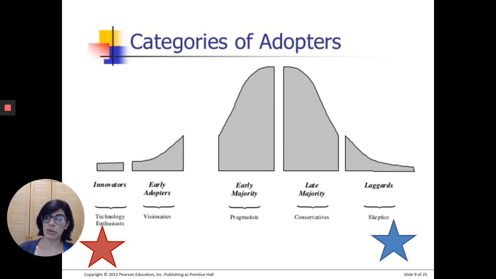Then you have the late majority. These people are the ones that will wait for the product to actually gain some traction, see that it's working, and then they will use the product. Then you have the laggards. These are the skeptics. They typically have to be pushed very hard to buy your product, and they end up maybe not even buying it. So let's go through each of these in a bit more detail.